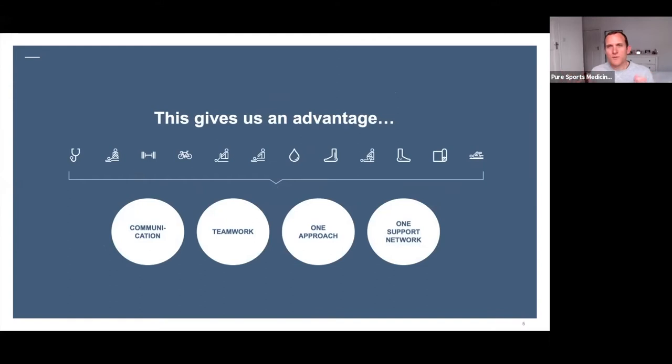The way in which we bring these services together is through communication, which can sometimes be formal, on letters, slightly more informal via email, or even more informal, through corridor conversations. And those can be extremely valuable in helping us to help you. We believe a lot in teamwork. As I've mentioned, there are many members of the professional network that we've got that can bring about the best possible solution. We've got one approach, and we've got this broader support network, which is not only reliant upon colleagues within Pure Sports Medicine, but within a wider medical community.